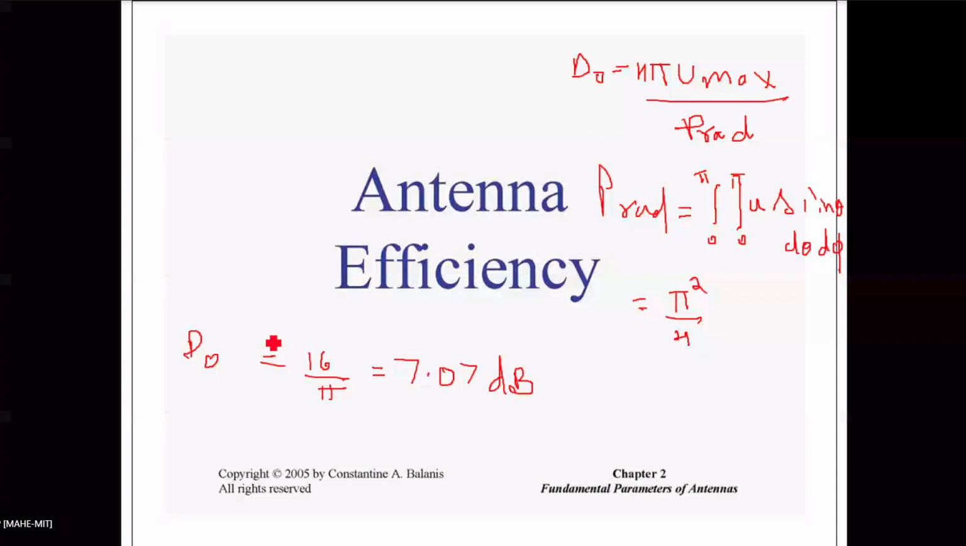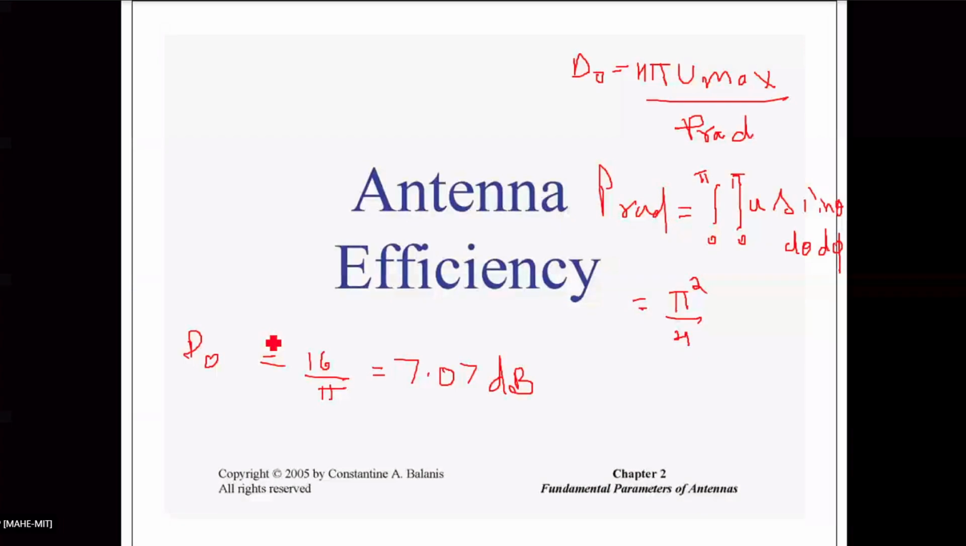Half power beam width in the two planes, elevation and azimuthal planes. What do you mean by elevation plane? Elevation plane means, sir, phi is equal to constant plane. Yes, sir. Okay. Phi is equal to constant.